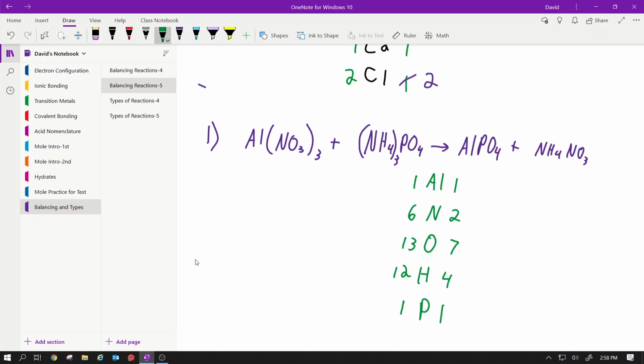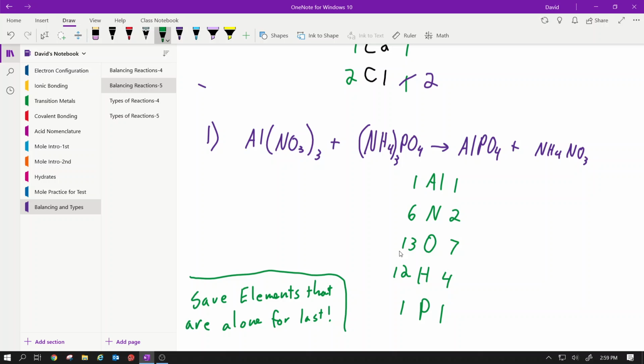So what I'll tell you is, this is just a little hint. Save elements that are by themselves for last. Save elements that are alone for last. And here's why. Because at that point, you can finish balancing that without messing up anything else. So always save elements that are alone for last.